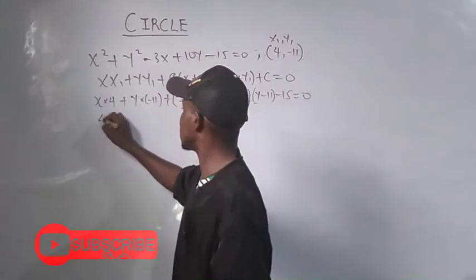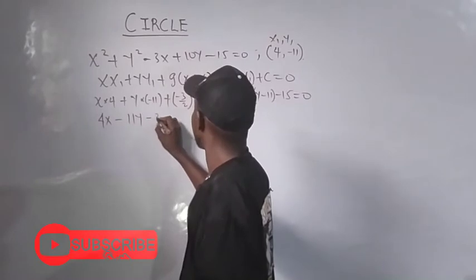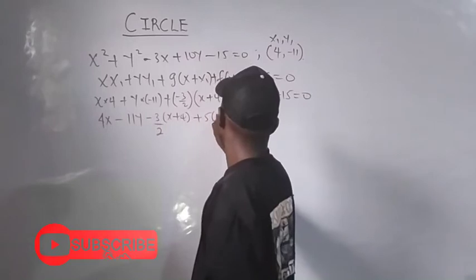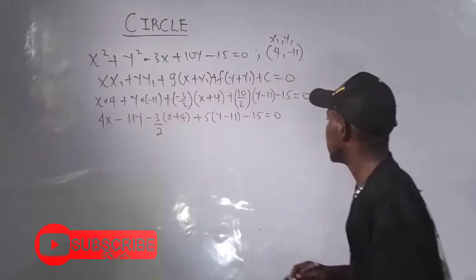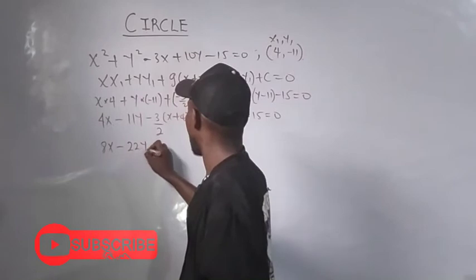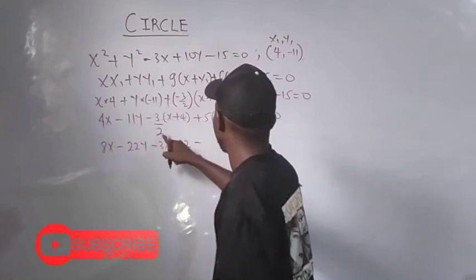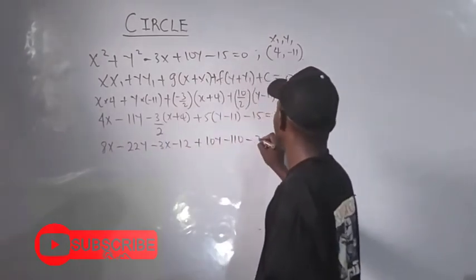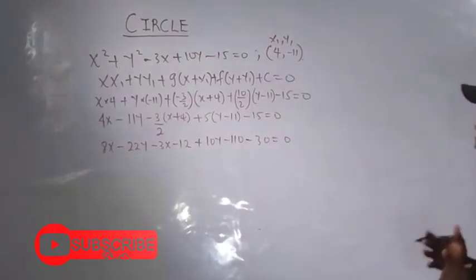So I'll have 4x minus 11y, then minus 3 all over 2 in bracket x plus 4, plus 5 in bracket y minus 11, minus 15 equals 0. If I multiply all by 2, I will have 8x minus 22y minus 3x minus 12. Then here becomes 10, so plus 10y minus 110 minus 30 equals 0 by simple simplification.